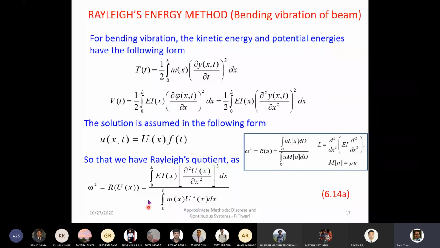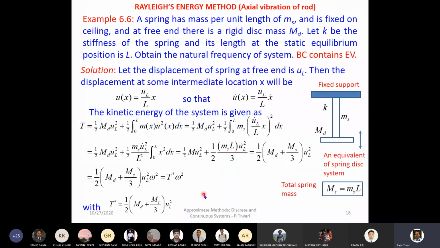So we'll take up this, and then we'll ensure that when we choose the u(x), we need to satisfy all the boundary conditions of the problem, so that whatever natural frequency we get from this will be consistent with the problem which we have in hand. So now I'll take up a few examples so that whatever method I discuss will be clear.